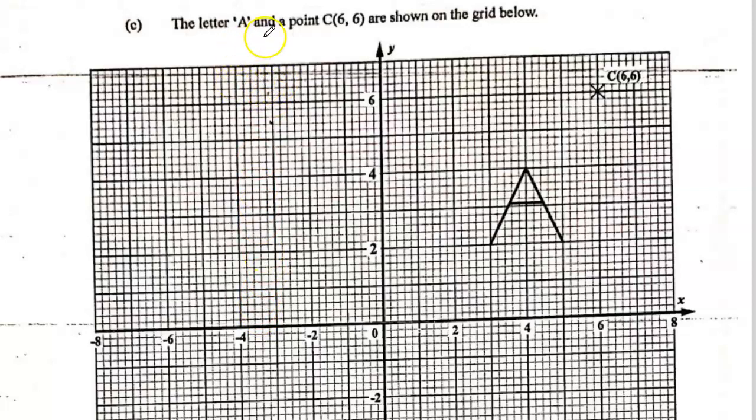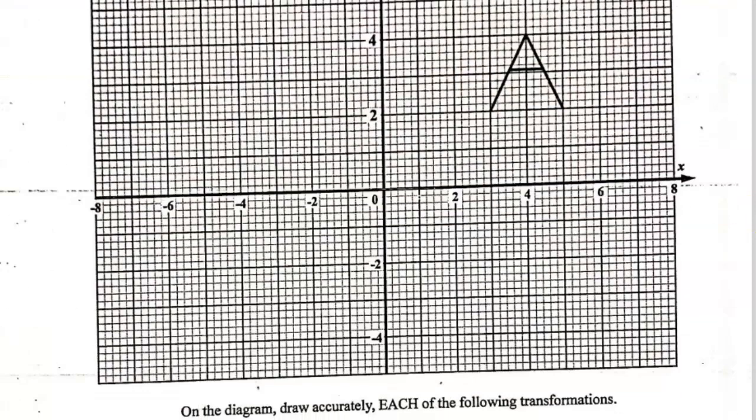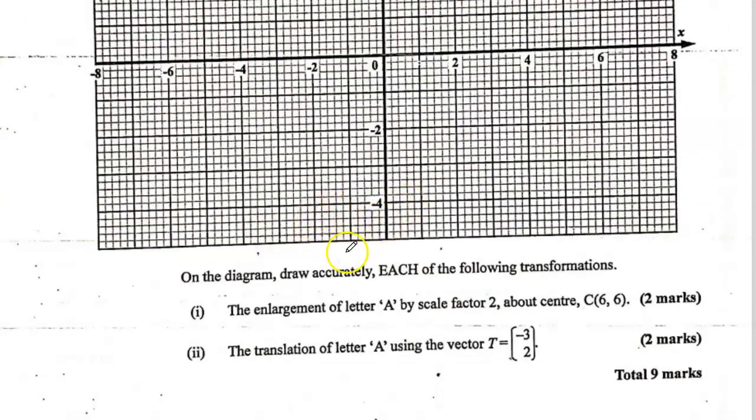So in part C, we have a letter A, and here's letter A, and we have a point here, C, (6, 6), shown on the grid below. And what are we asked to do now? We're asked, on the diagram there, to draw accurately each of the following transformations. 1, the enlargement of the letter A by scale factor 2 about the center (6, 6). And part 2, the translation of the letter A using the vector t equals (-3, 2). So let's first do part 1, the enlargement, scale factor 2, center (6, 6).